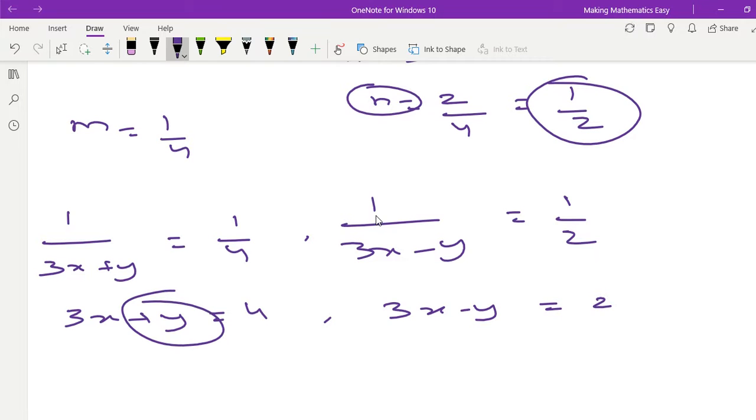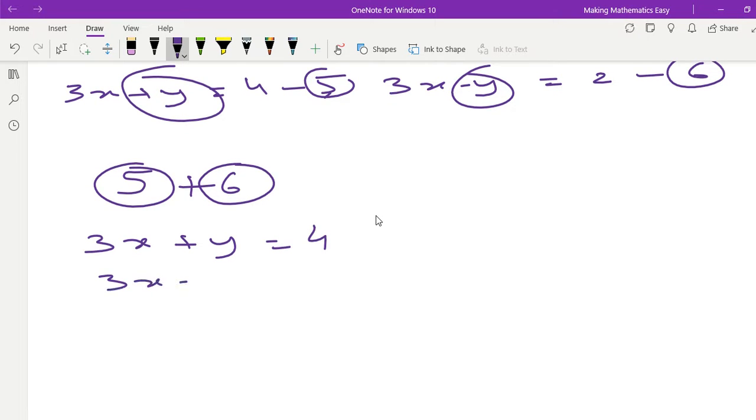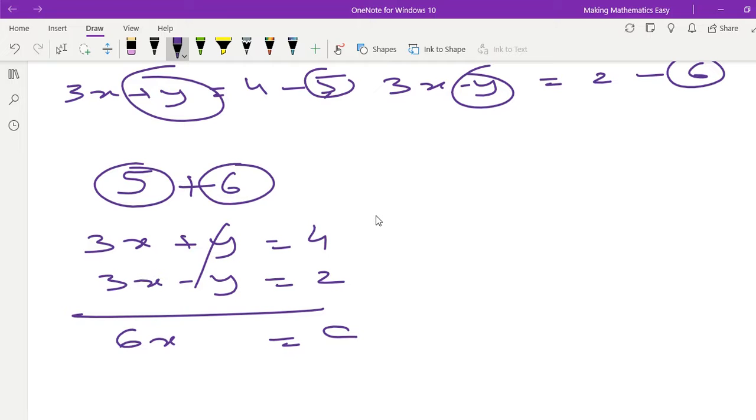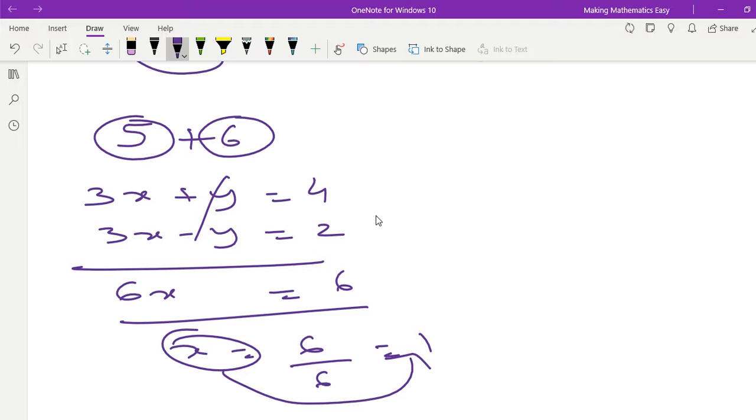So now you see you have plus over here, you have minus over here. You can name this as equation number 5, this is equation number 6, so you can add equation number 5 and 6. So now you will get 4, and 3x minus y is equal to 2. This will get cancelled. This will be 6x. This will be 6, 4 plus 2 is 6. And x would be 6, this 6 will get divided over here, and then you will get the value of x as 1.